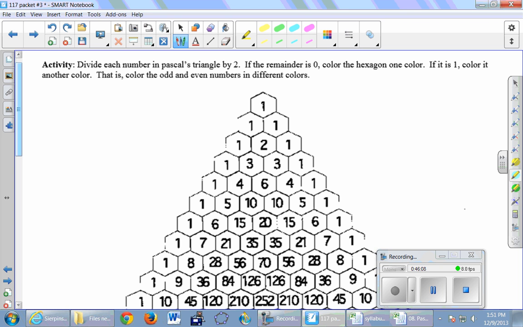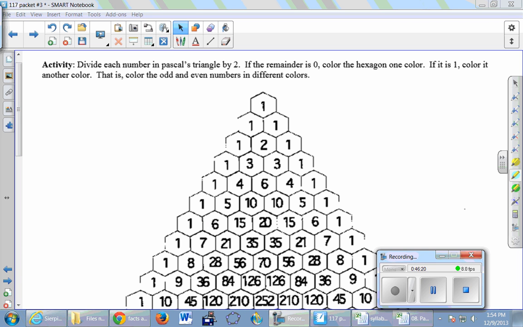So essentially, all I'm asking you to do is color in all the even numbers. Okay. Every one of these even numbers, color one color, and if you're ambitious, color the other ones a different color or just leave it blank. Okay, what do we notice when we color in the evens?